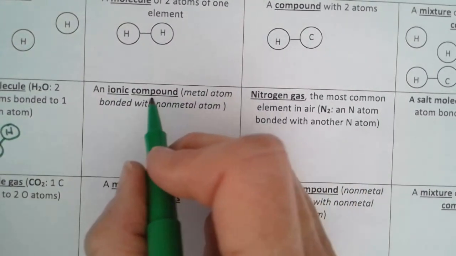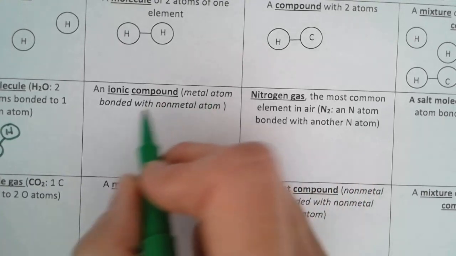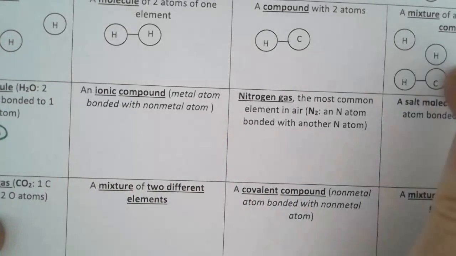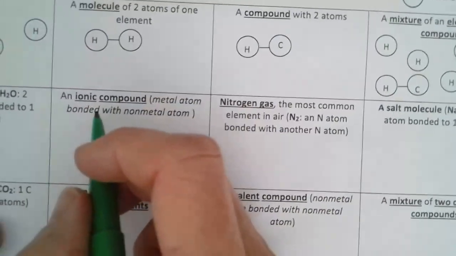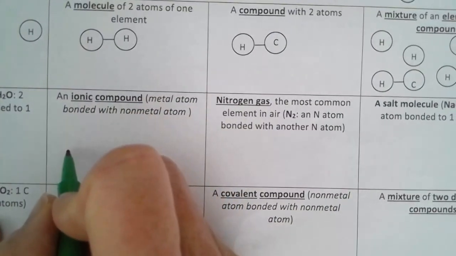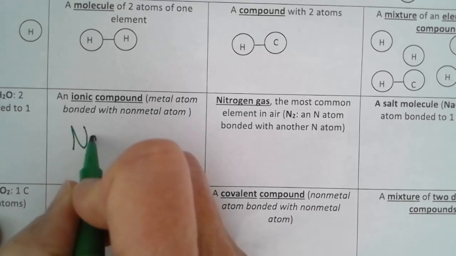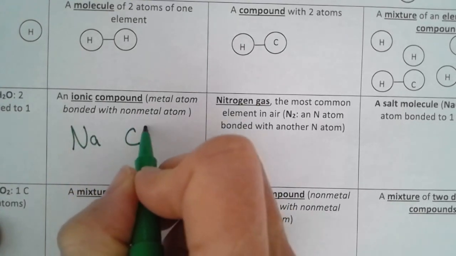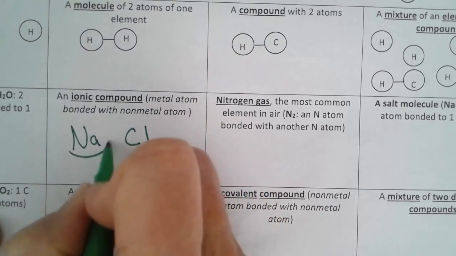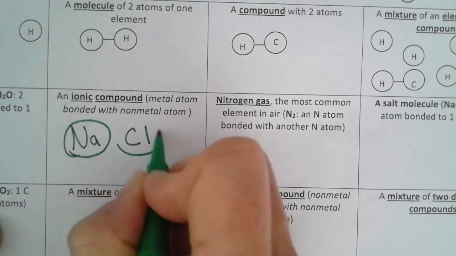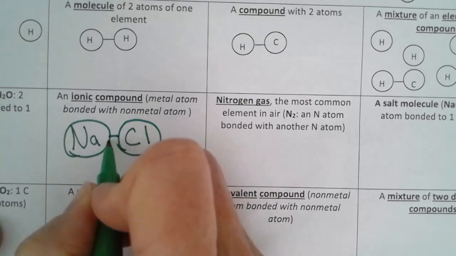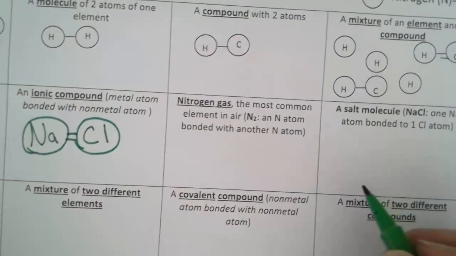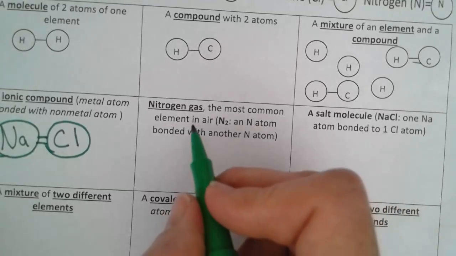So an ionic compound, so a metal bonded with a nonmetal. So we're going to not use just these because there's no metal there. So we're going to do Na, and we'll do Cl. So there's my salt and a bond, NaCl. I just did two lines. You can, one line is fine.